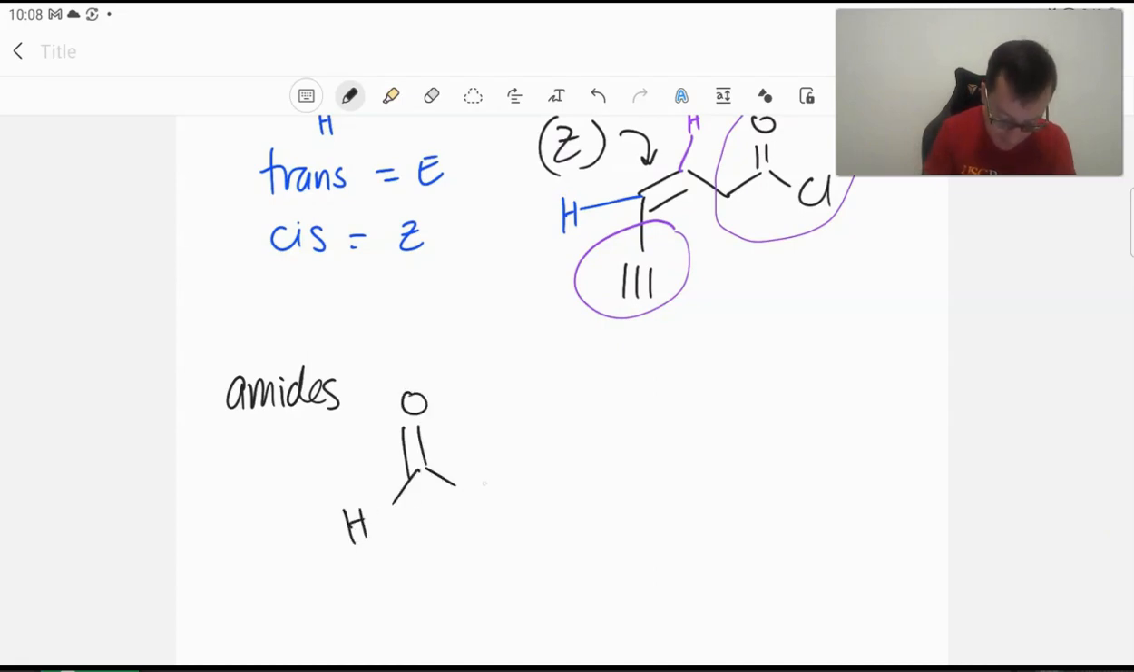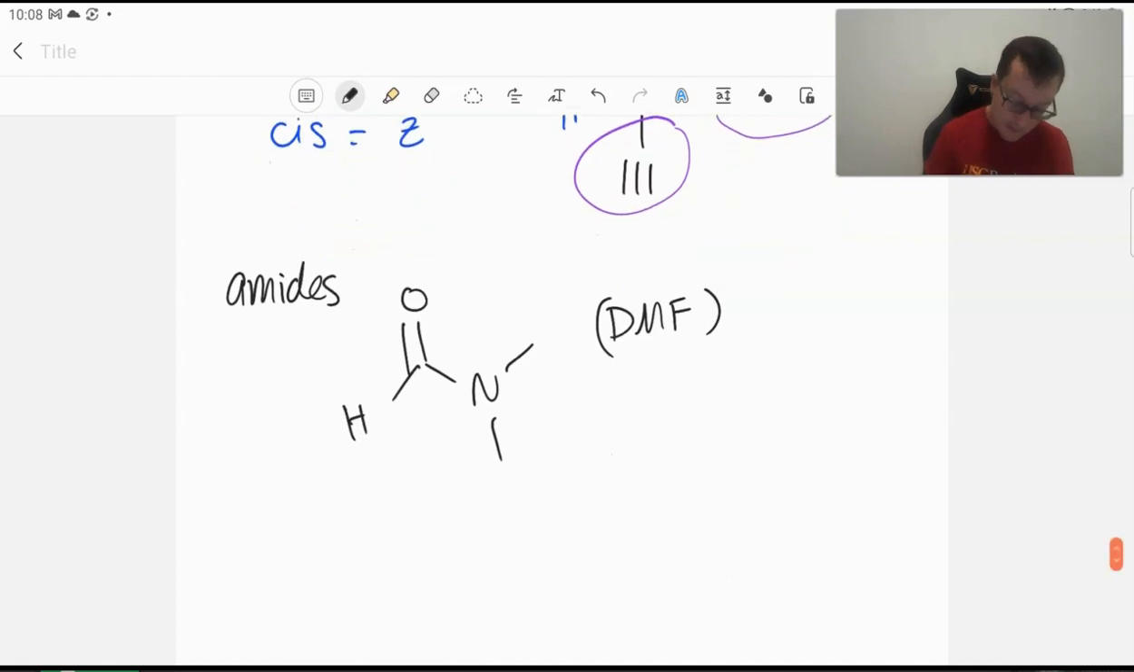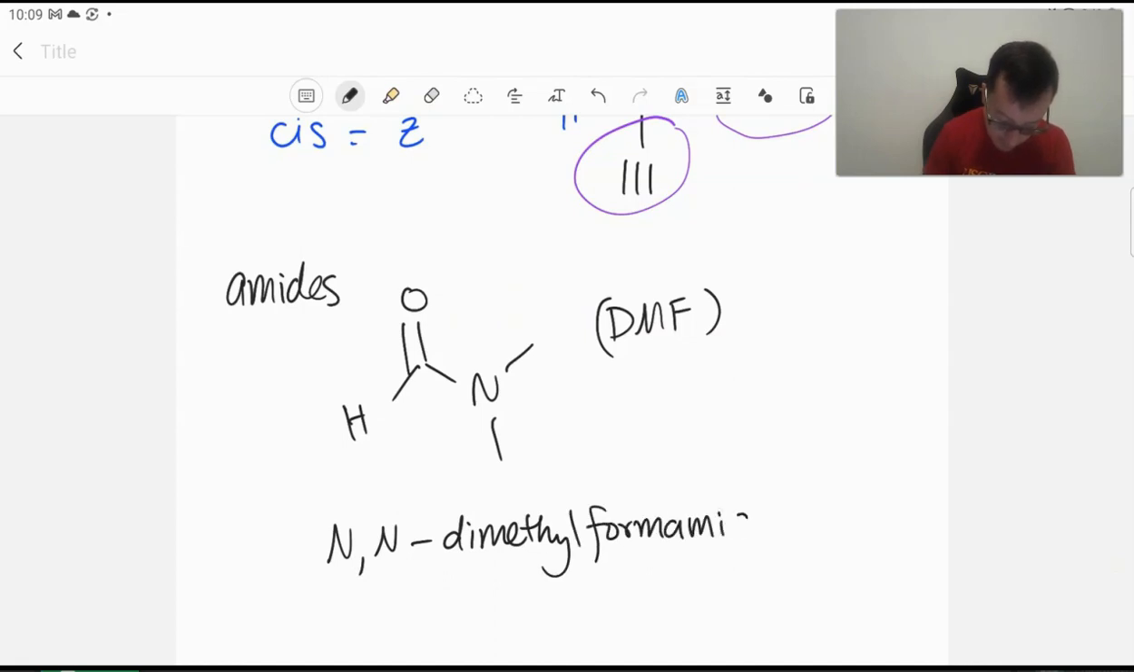Here's our favorite solvent. This is DMF, but its real name would be N,N-dimethylformamide.